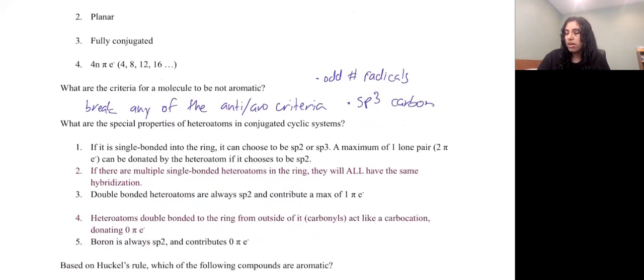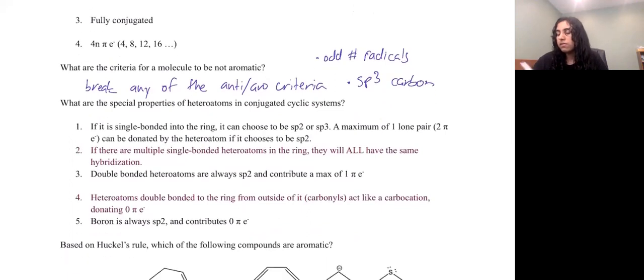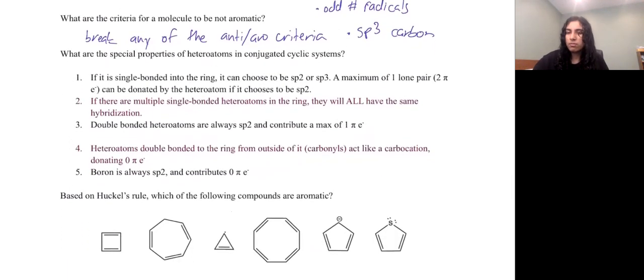Okay, and then I also went ahead and typed out all of the heteroatom rules, like all the weird things, like how it can choose and all that. But I'm pretty sure Dr. Roche is not concerned with that. So I don't think there's going to be much of it, if any of it, on your exam. I think it's going to be pretty straightforward, just like counting 4n plus 2.